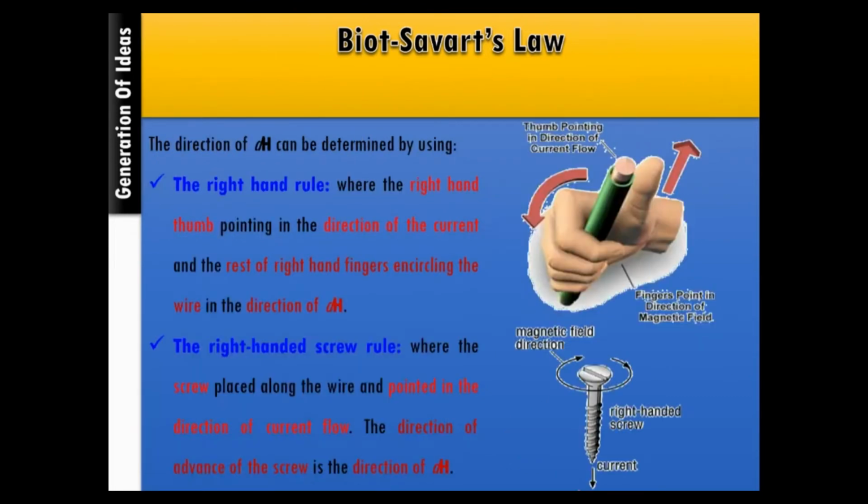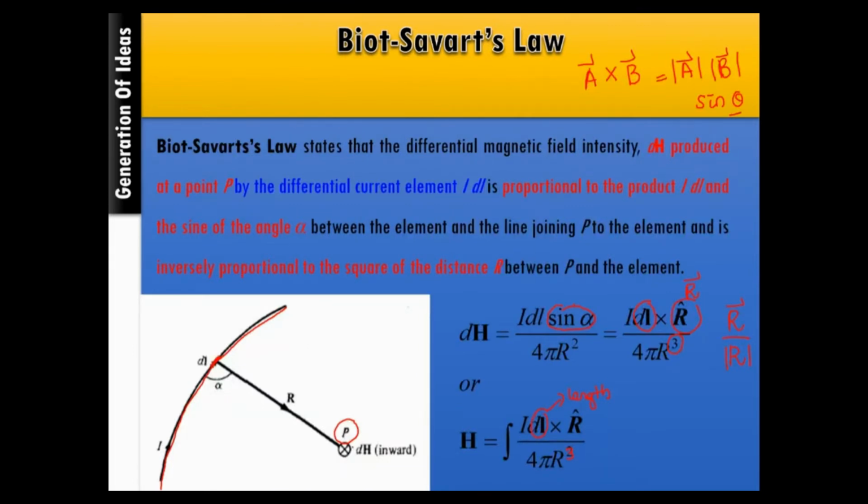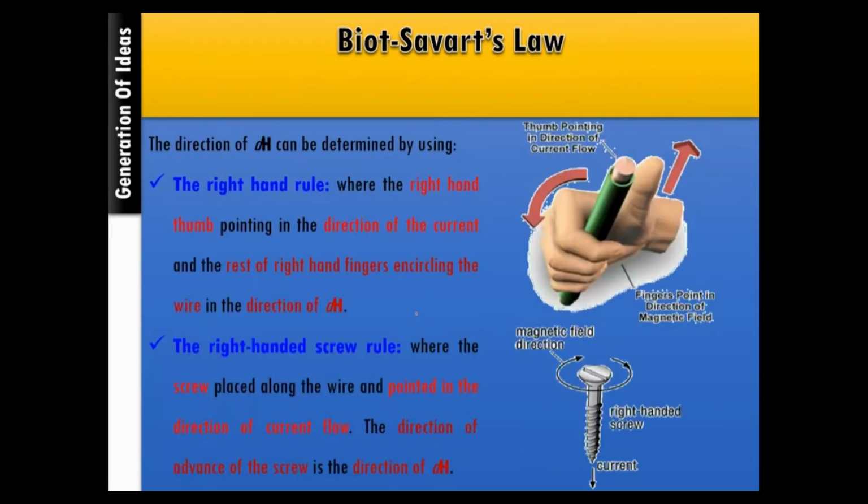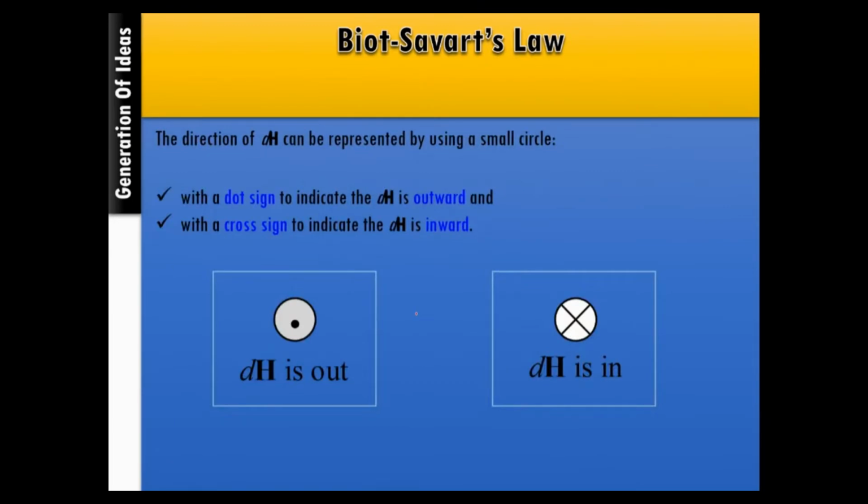So I think you observe right here there is a cross symbol, something like this. You will observe this symbol a lot in this chapter. This actually means the direction of the magnetic field. If it is this symbol, it means the magnetic field is going into the page. If it is this symbol, it means the magnetic field is going out from the page.